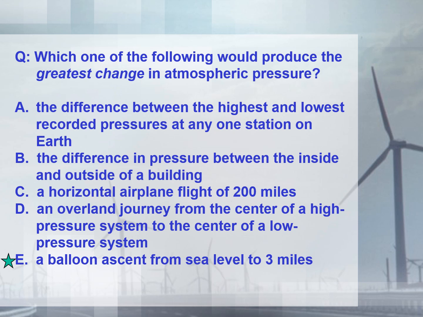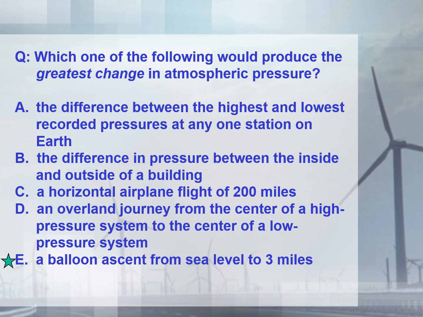So our question: which one of the following would produce the greatest change in atmospheric pressure? A, the difference between the highest and lowest recorded pressures at any one station on Earth? B, the difference in pressure between the inside and outside of a building? Yeah, probably not going to be that. C, a horizontal airplane flight of 200 miles, horizontal. Yeah, probably not going to be that. D, an overland journey from the center of a high pressure system to the center of a low pressure system.